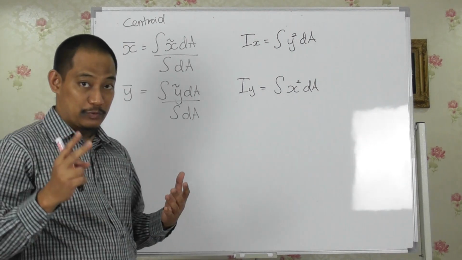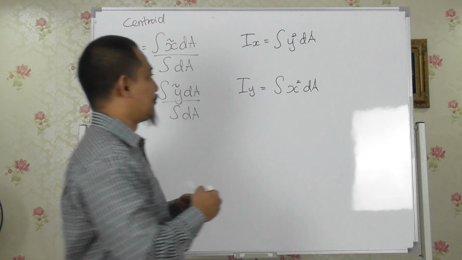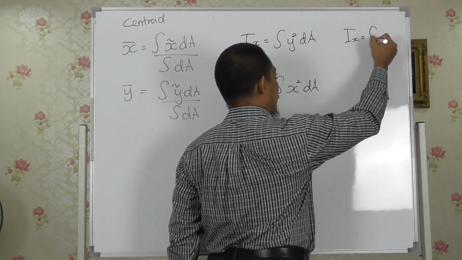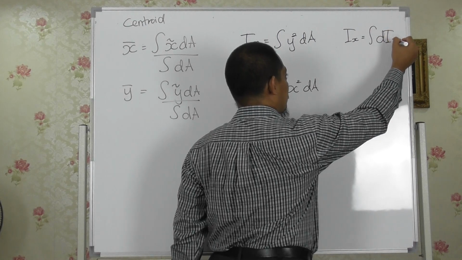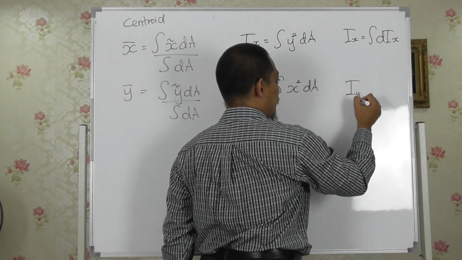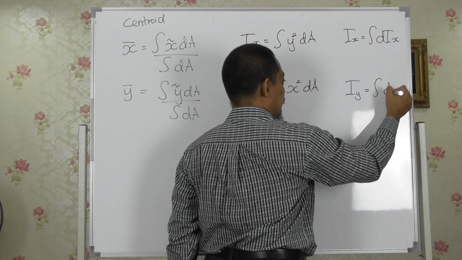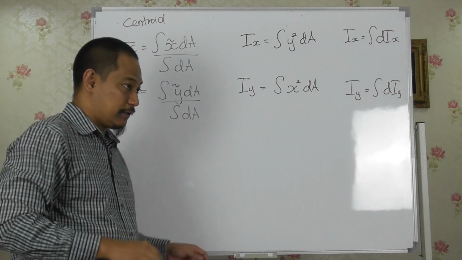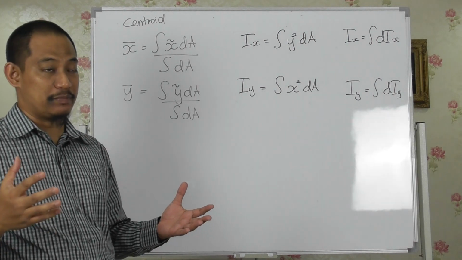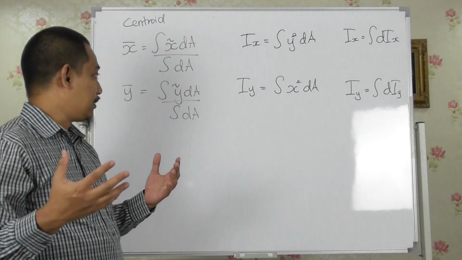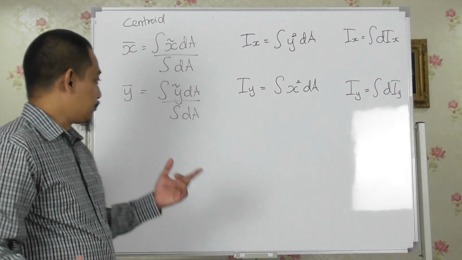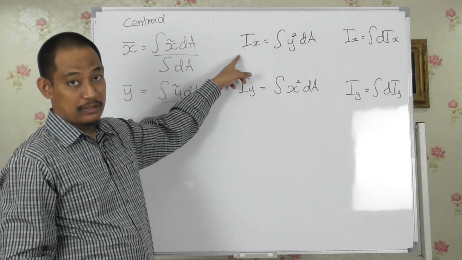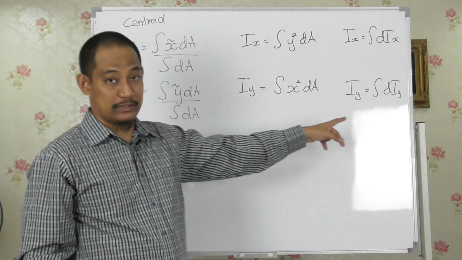Of course, there are another two equations. I'll just write them down also. So you have Ix equal to integration of dIx and Iy equal to integration of dIy. So basically, these are the six equations that you may need to use when you need to integrate to find either the centroid or the moment of inertia about the x-axis and about the y-axis, right?